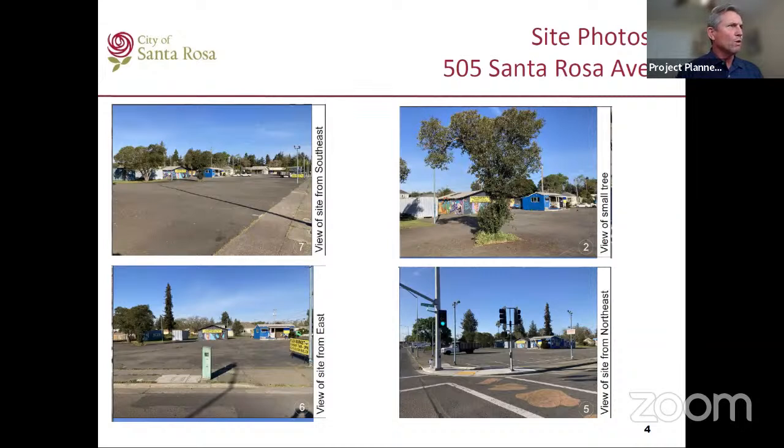And then as you go from the upper left to the lower left, you're just moving along Santa Rosa Avenue. And then to the upper right, again, it's a closer view of those two buildings. And then in the lower right corner, you'll see the intersection and the curb return with the ADA ramp and the crosswalk at the intersection of Sebastopol and Santa Rosa Avenue. And if you go to the next slide, please.